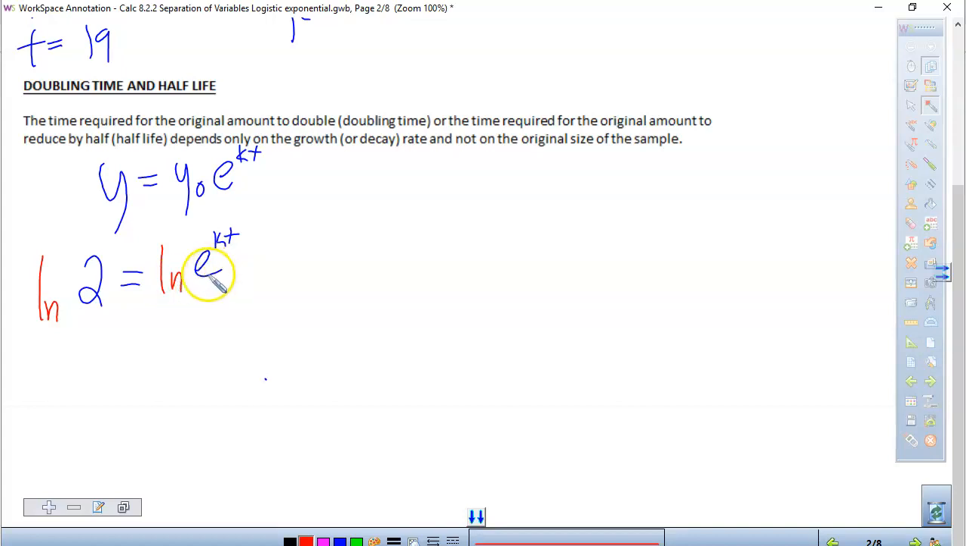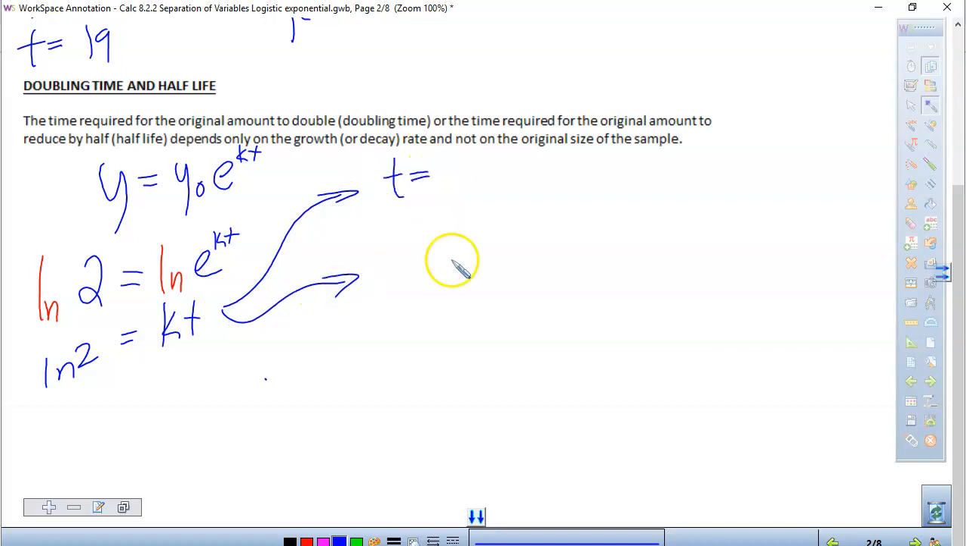Okay, so what's the natural log of e to the kt? So kt will equal natural log 2. I could either solve this for k or I could solve it for t. You'll want to do both. If I solve it for t, it's ln2 over k. If I want to solve it for k, it's ln2 over t. Okay?